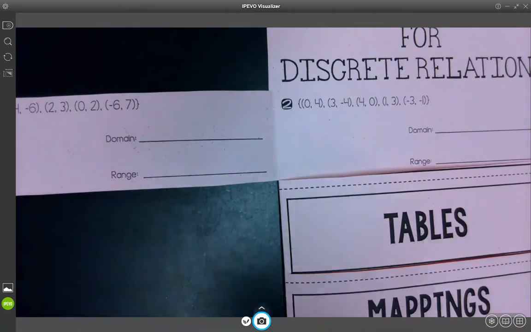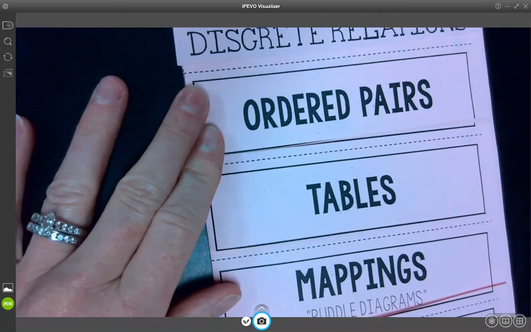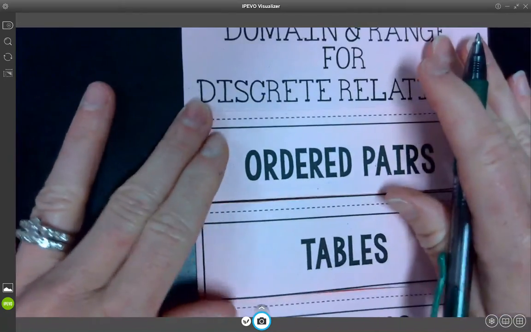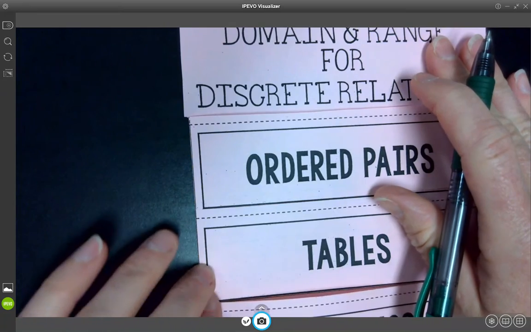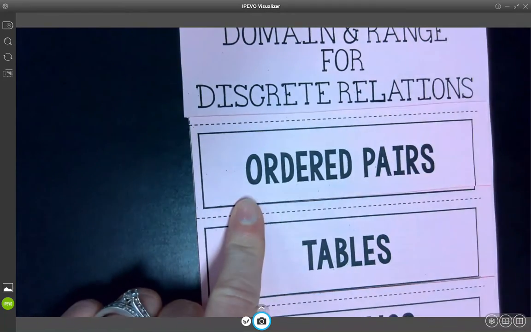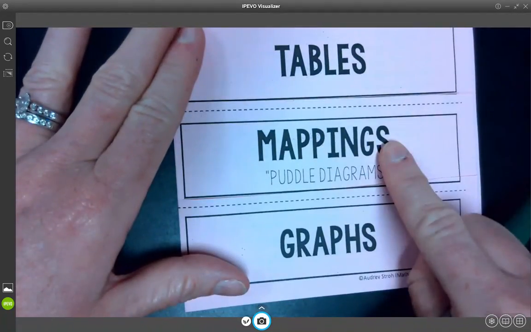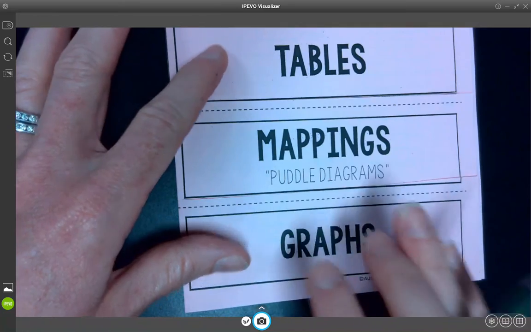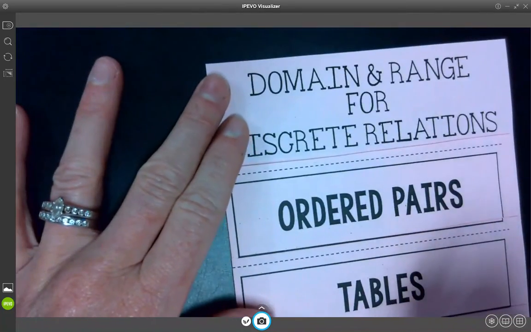All right, so discrete data is represented by just numbers, right? It's not connected. It's points on a graph. It's discrete data. It's countable. So the way you represent discrete data is by ordered pairs, a table, a mapping, and a graph. So we are going to find the domain and range for the discrete data.